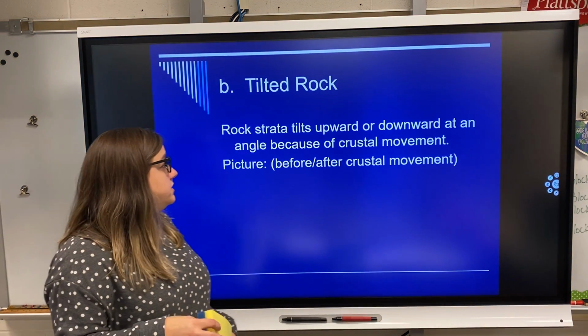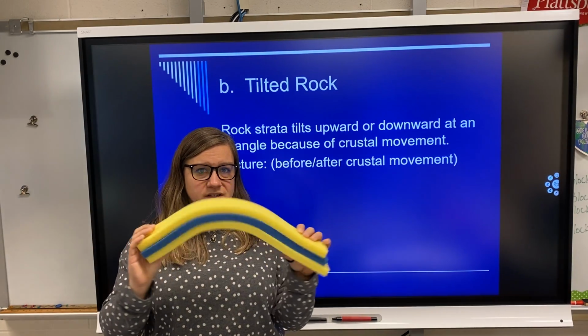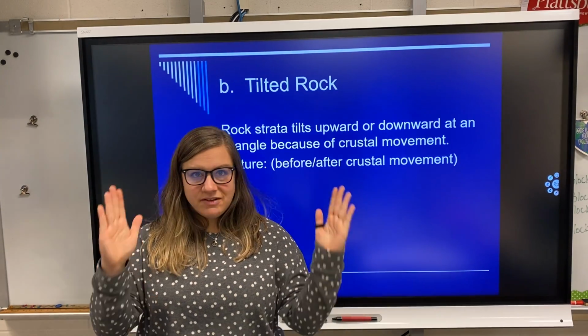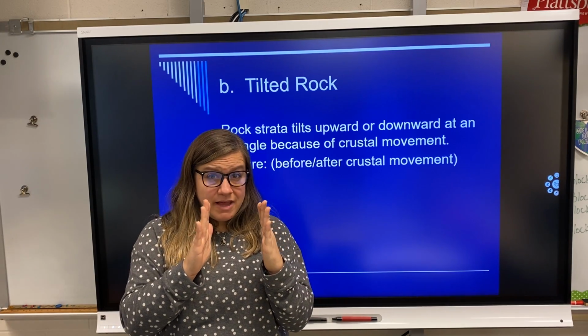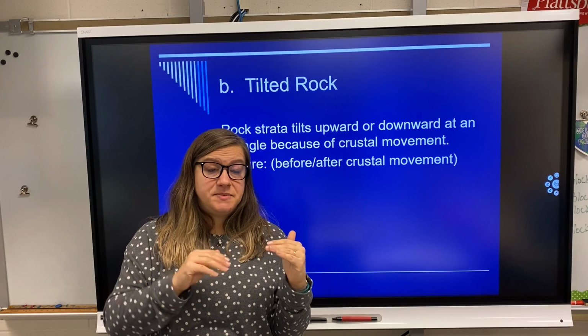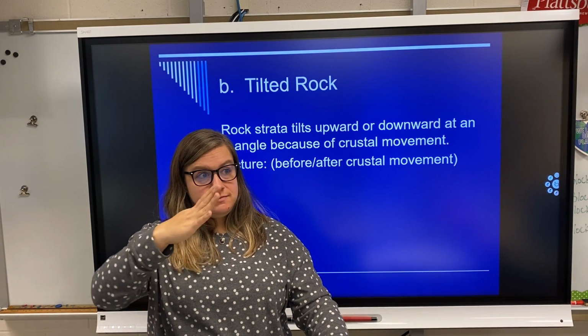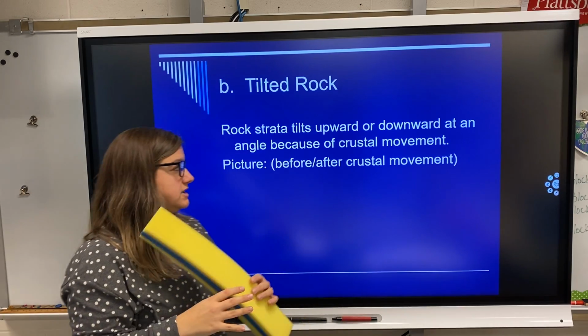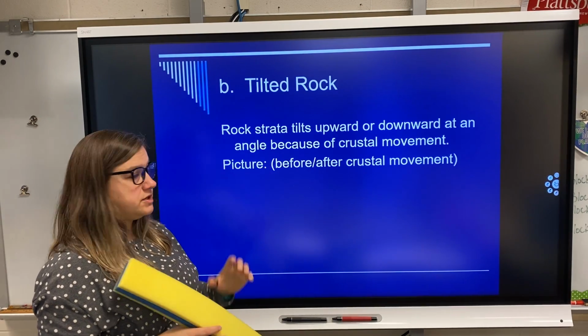With tilted rock, usually when you have those lateral forces, it's almost like taking a piece of plastic and pushing it together, and it bends and bends and bends until all of a sudden it snaps and kind of boings itself back to being straight, and it's just tilted almost. So that's what happens with this rock. It tilts upwards or downwards at an angle because of crustal movement.